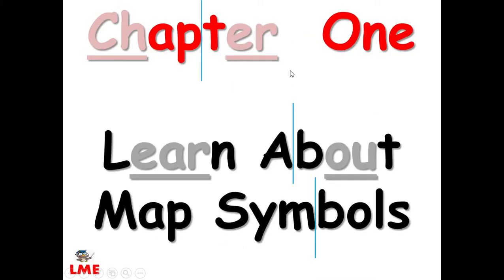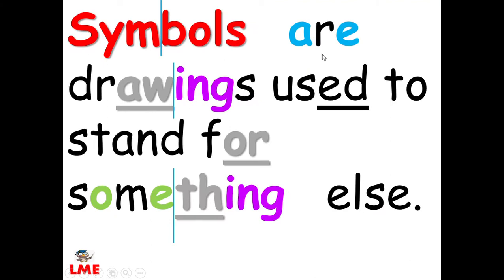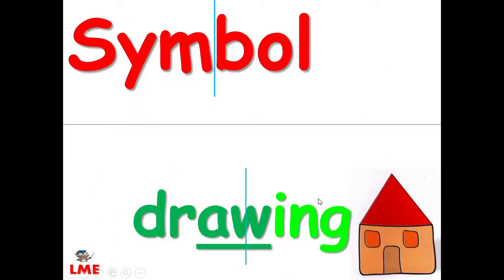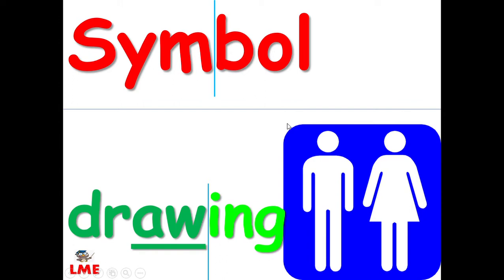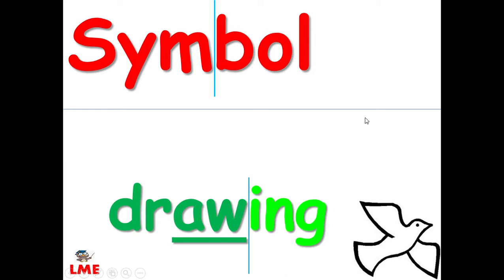Chapter 1. Learn about map symbols. Lesson 1. Symbols are drawings used to stand for something else. A house drawing is a symbol. Male and female drawing is a symbol. Taxi and bus drawing is a symbol. A dove drawing is a symbol.